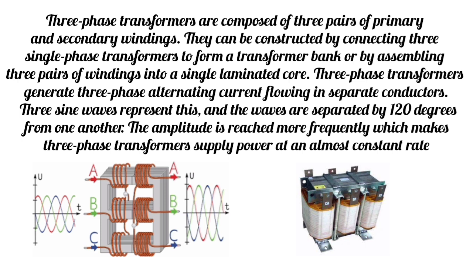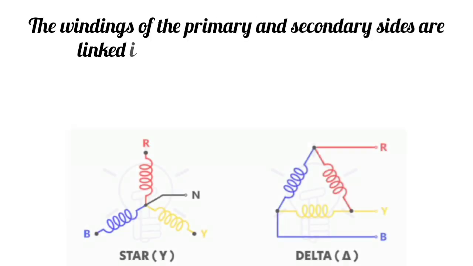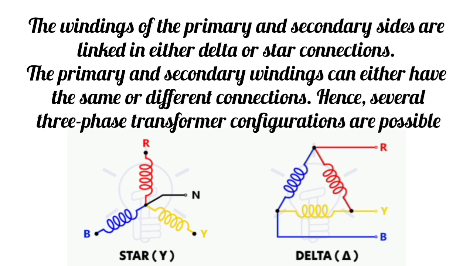3 sine waves represent this, and the waves are separated by 120 degrees from one another. The amplitude is reached more frequently, which makes 3-phase transformers supply power at an almost constant rate. The windings of the primary and secondary sides are linked in either delta or star connections. The primary and secondary windings can either have the same or different connections. Hence, several 3-phase transformer configurations are possible.